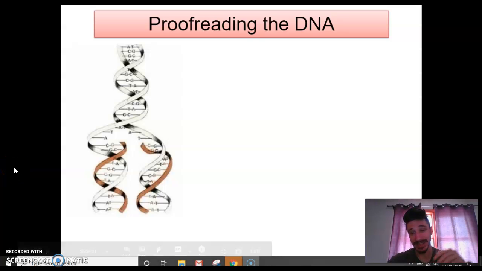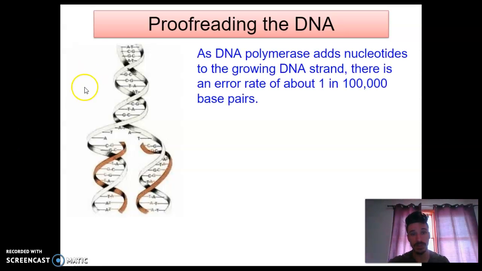Okay, ladies and gentlemen, so the last thing we're going to talk about in regard to the copying of DNA, which happens during every single cell cycle during the S phase of interphase, is the proofreading ability of DNA polymerase, the enzyme that adds new nucleotides to the new strand of DNA being made. As this enzyme adds new nucleotides, there's an error rate of about 1 in every 100,000 base pairs. So every time it pairs an A with a T or a C with a G, every 100,000 times there's typically about one error.